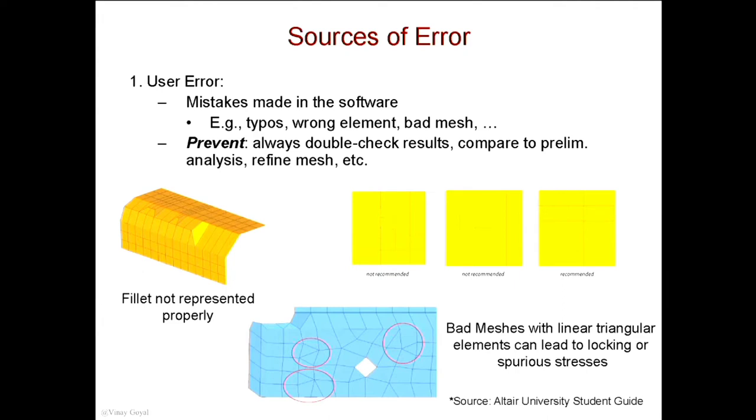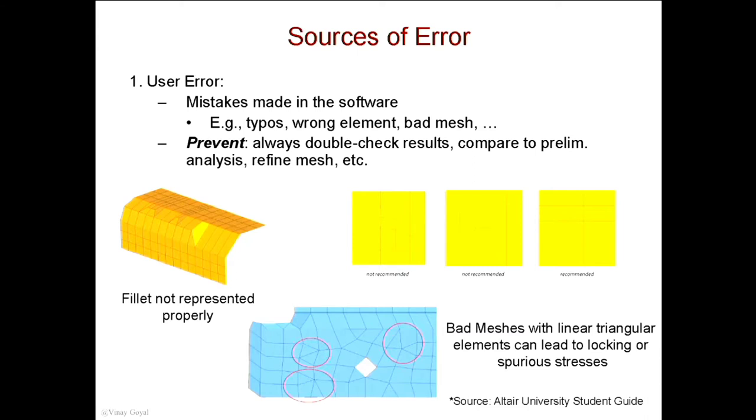So there's various errors that people make when you do analysis in finite elements. Typically, there's various sources of errors. I'll start first with user errors. A lot of the times, there's mistakes made in the software. You'll use the wrong element type. You'll have a bad mesh used.